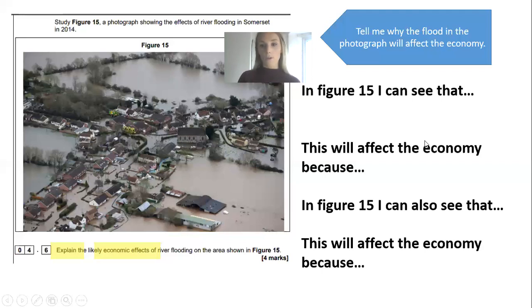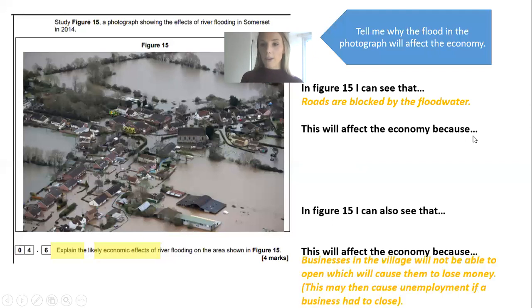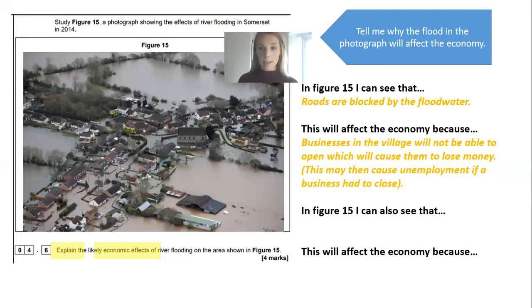So you could have written, in figure 15, I can see that roads are blocked by the floodwater. Okay, by writing this sentence, the examiner recognizes that you are linking your information, your understanding to the scenario. So you're applying your knowledge to the scenario. This will affect the economy because businesses in the village will not be able to open, which will cause them to lose money. This may then cause unemployment if a business had to close.